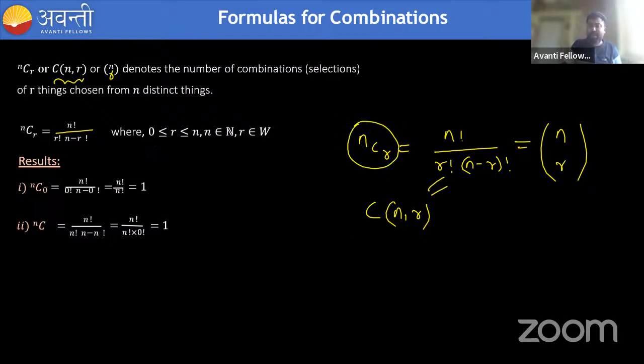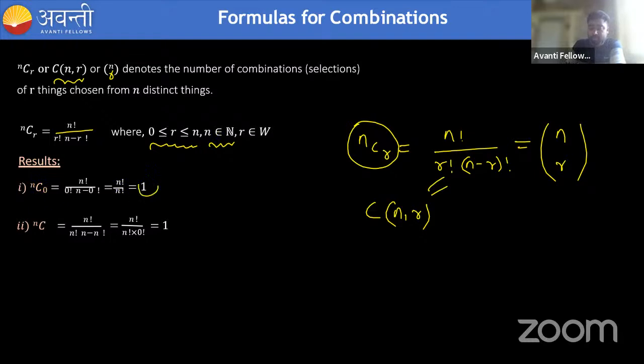Is it or not? Where r must always lie between 0 and n, and n belongs to the set of all natural numbers. Is it clear to all? Okay, so now we'll go through some formulae. First formula, all of you know these things.